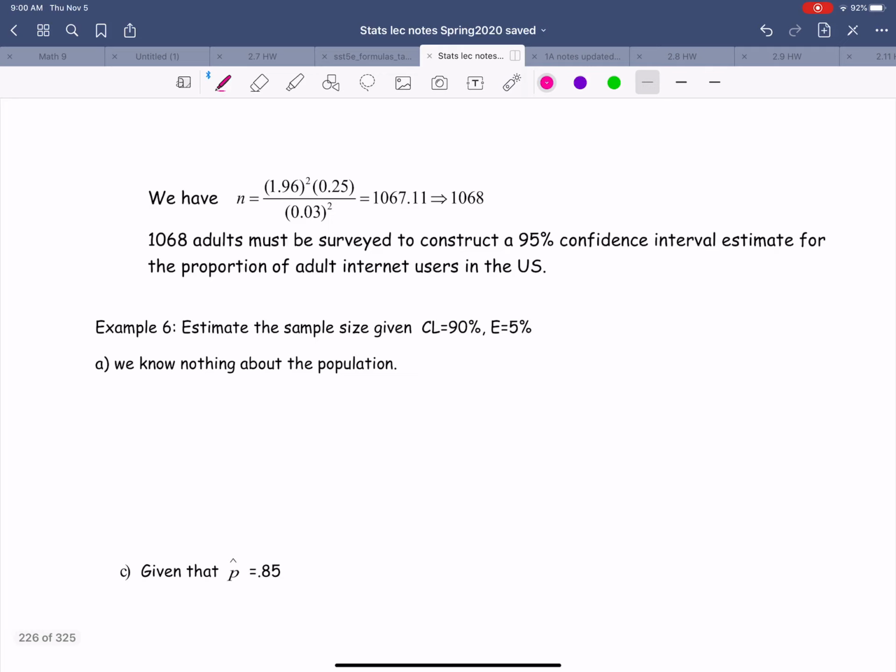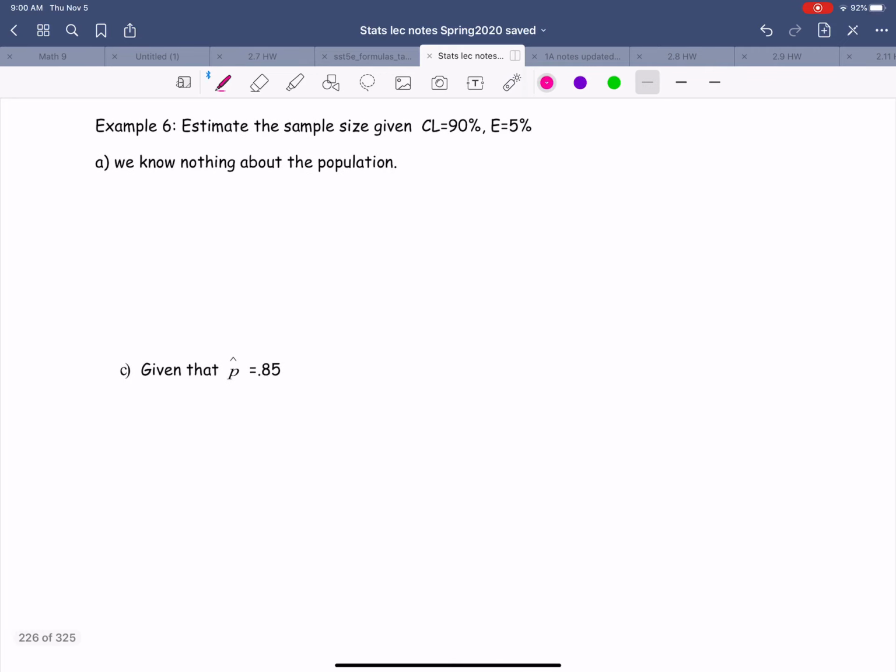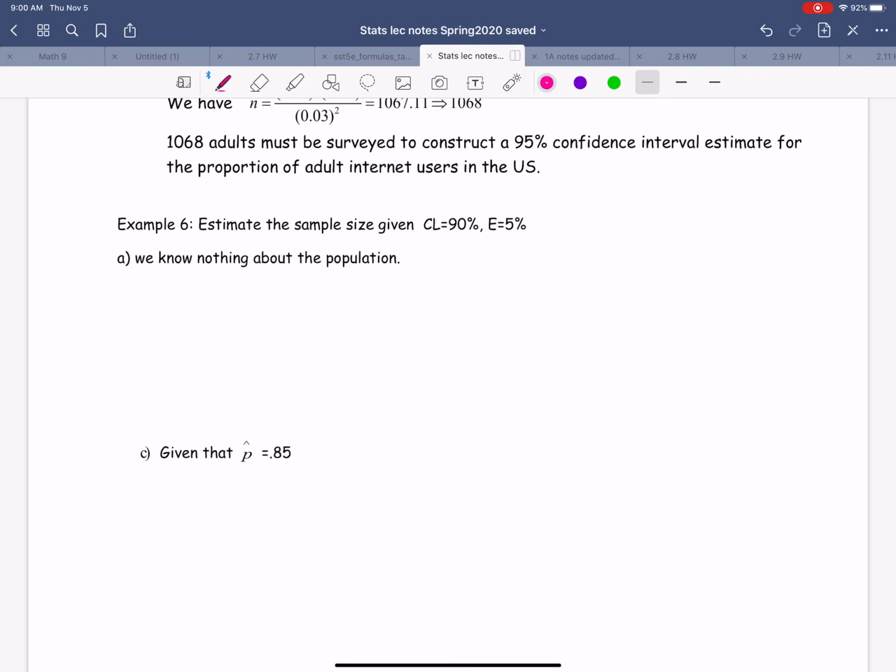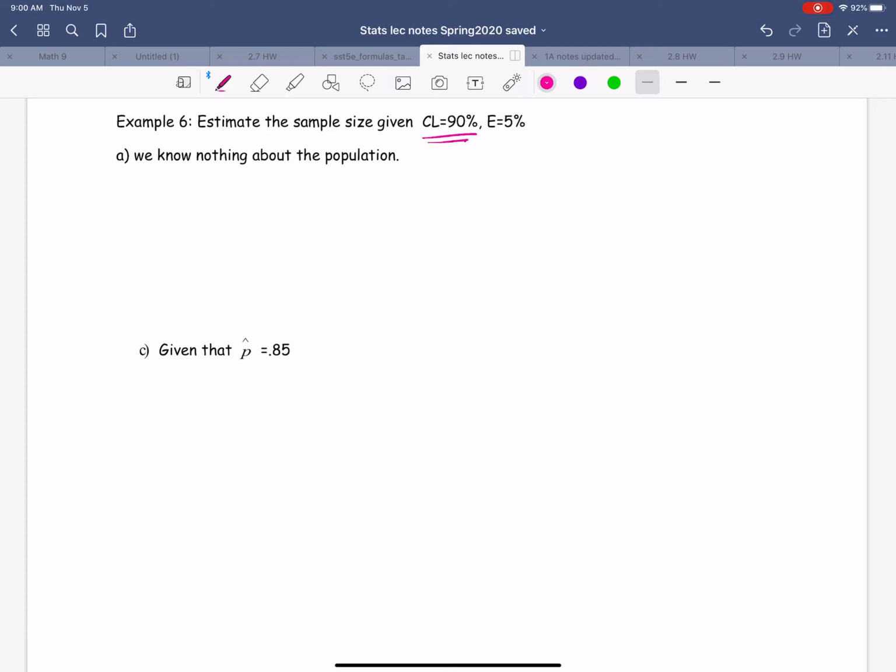All right. Next, example number 6. Estimate the sample size given the confidence level is 90% and the margin of error is 5%. For confidence level 90%, we do have Z alpha over 2. We found these in the last videos as well. Z alpha over 2 is 1.645.